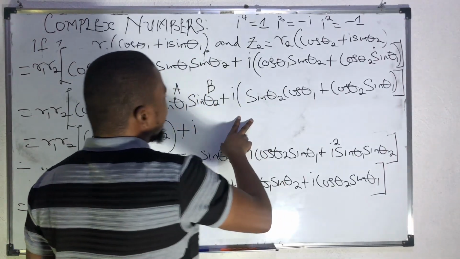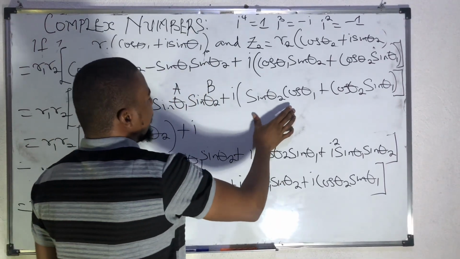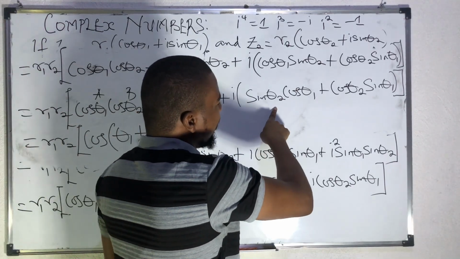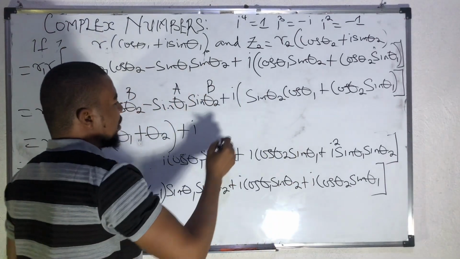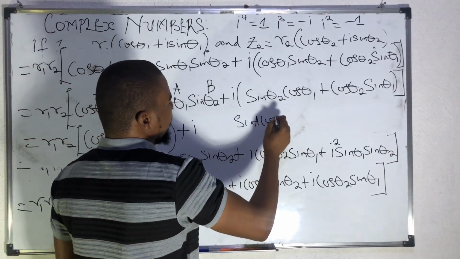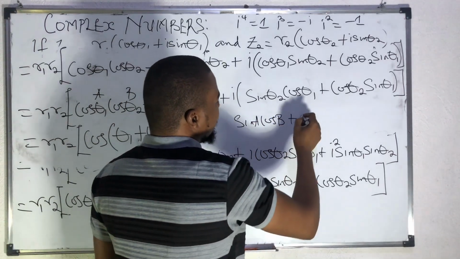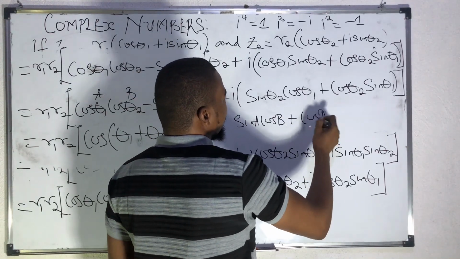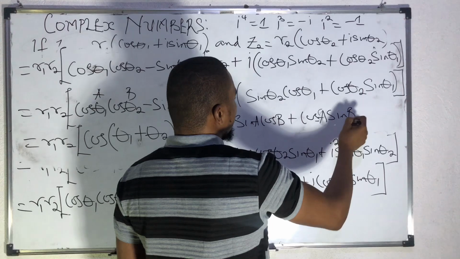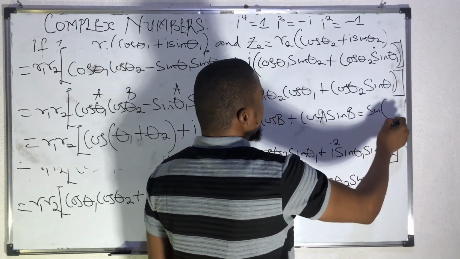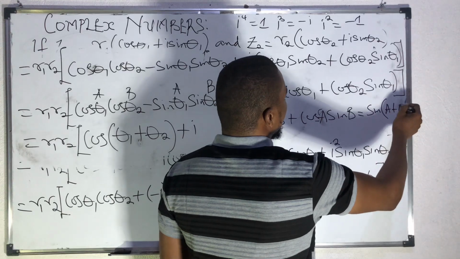For the next one here, if you have something like sine A cos B, let me write it down here. If you have sine A cos B plus cos A sine B, this is equal to sine(A plus B).